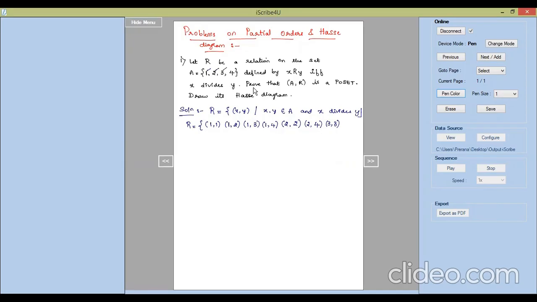Then coming on to 4. With the element 4, 4 comma 1, 4 comma 2, 4 comma 3 do not exist. 4 divides 1 is not true. 4 divides 2 is not true. 4 divides 3 is also not true. So I can write down 4 comma 4 at last. So this is our relation R for the given condition that x divides y.